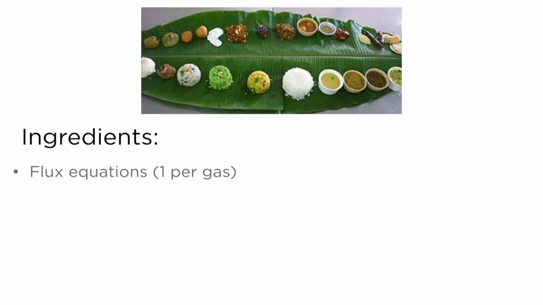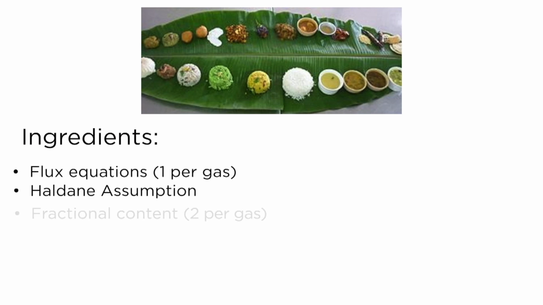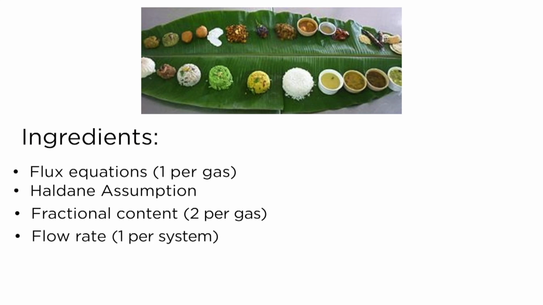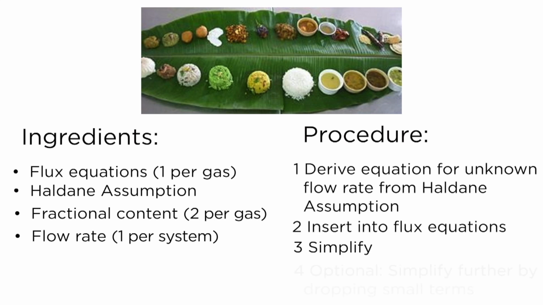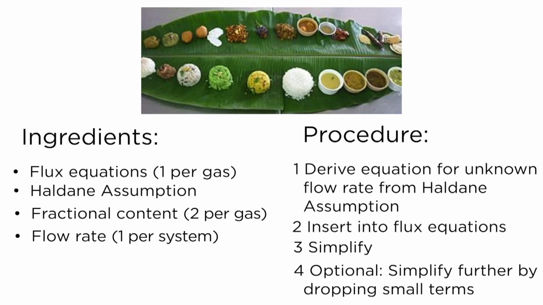We need flux equations, one per gas, the held-in assumption, fractional contents, two per gas, in-current and X-current, and the flow rate. The procedure to follow: derive the equation for the unknown flow rate from the held-in assumption, insert that into the flux equations, and simplify toward the final equation.